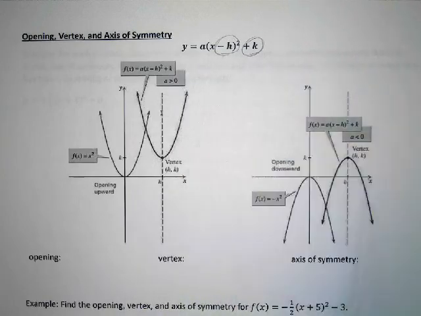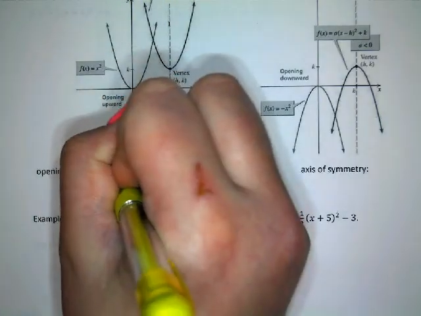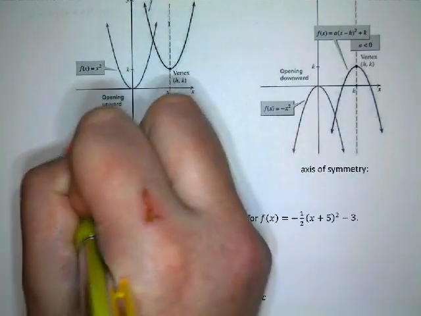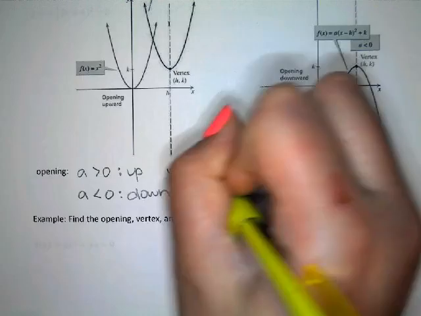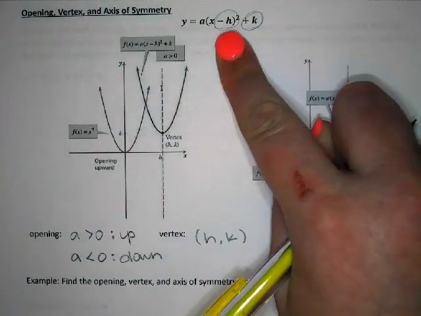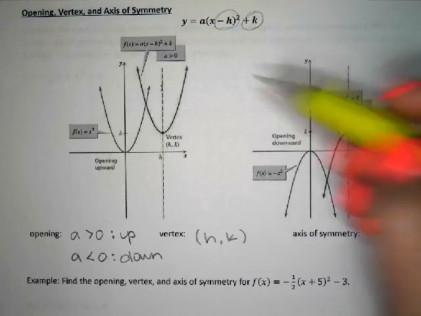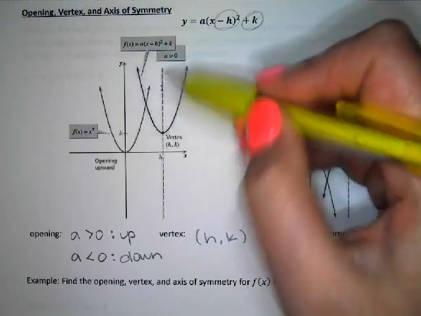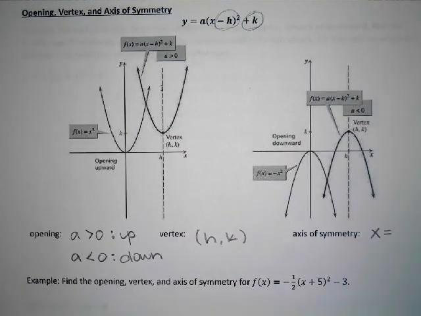So for the opening, if the a value is greater than 0, then the graph opens up. If the a value is less than 0, then the graph opens down. The vertex is (h, k), and we know that in the equation it says x minus h, so when I say (h, k), I mean the opposite sign of whatever that number is. And then the axis of symmetry is a vertical line that goes through the vertex, so it's going to be an equation x equals some number, and since it goes through the vertex, it's going to have to be x equals the x-coordinate of the vertex, which is h.